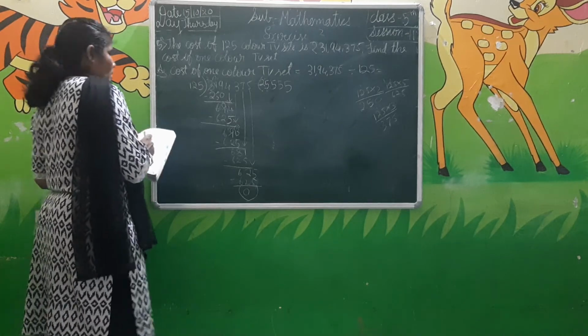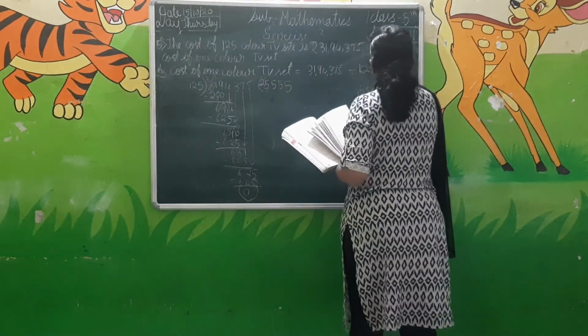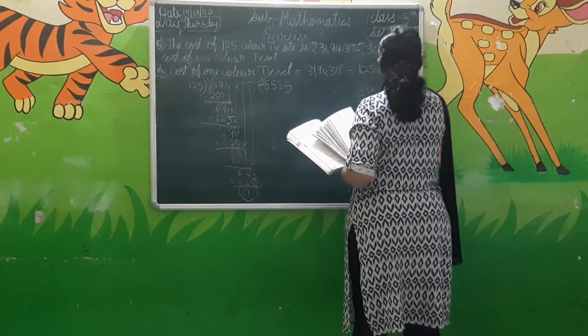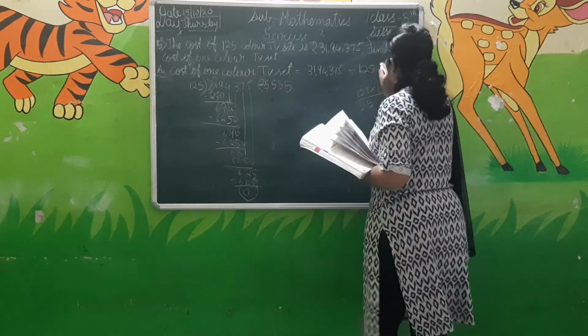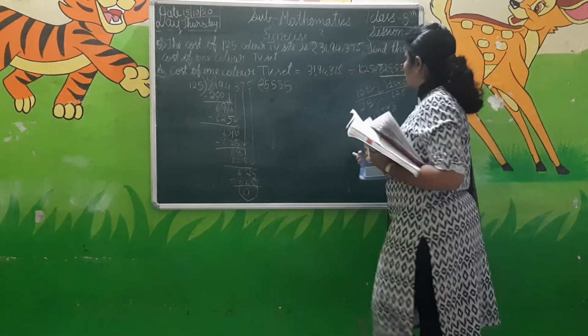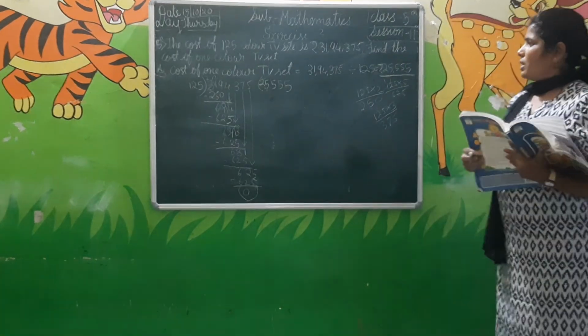So, what is the remainder? Now, what is the cost of each TV set? It is how much? 25,555. Okay, this is the cost of each TV set, that is rupees 25,555 is the cost of each TV set.